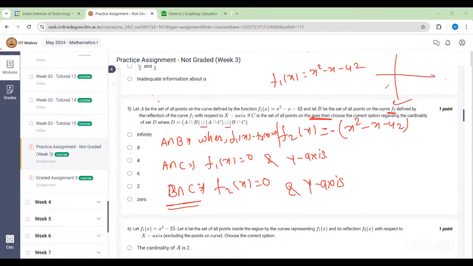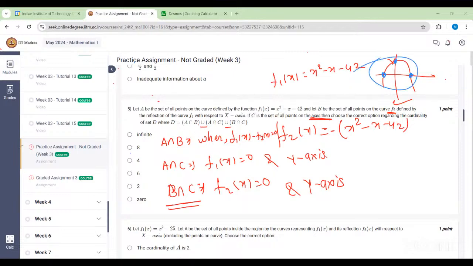So suppose this is your F2. B is the set of all points which are situated over F2. Intersection with C means those points which are intersecting the axis. So here there are 3 points which are intersecting the axis. One point is this, intersecting over the y-axis. One point is this, and one point is this. So these are the 3 points you want to calculate.